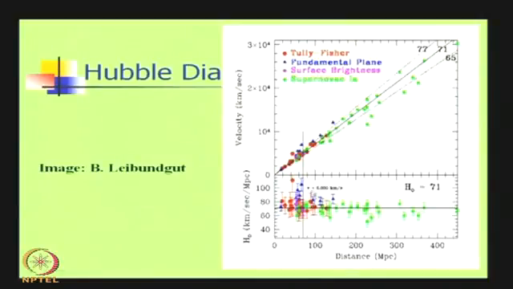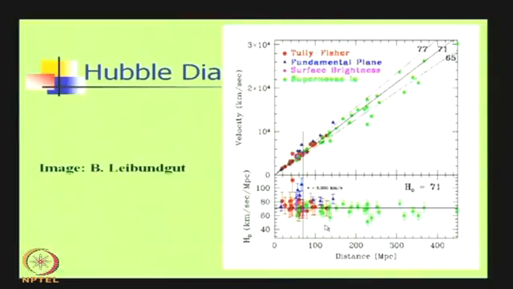First you have the Tully-Fisher relation, which are shown in red. You have the fundamental plane for elliptical galaxies, which are shown in blue, and you have the surface brightness fluctuations which are there at lower redshifts shown in this violet color, purple color, and finally there is something which I have not talked about, which are the supernova 1A, which are shown in green, and the supernova 1A go to very large distances or redshifts.